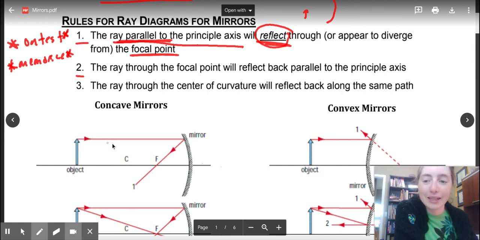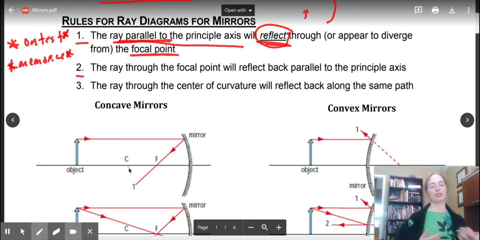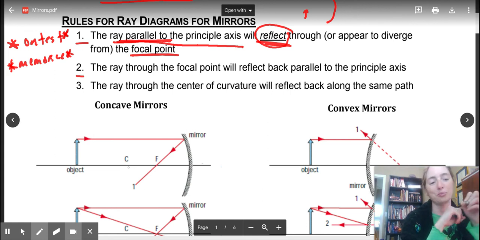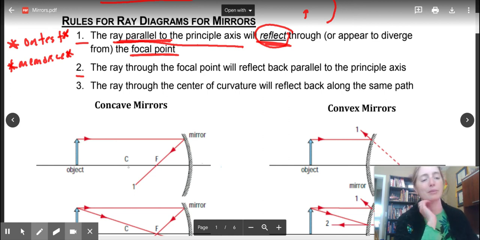And once again, light is going to be coming off of this object all the way through. It's just easier for us to draw our diagrams to figure out where our image is going to be if we draw right from the top of that object. So we just pick one point, which makes our lives easier. So I'm going to draw your ray of light coming off the top of the object. Notice this ray of light, ladies and gentlemen, is parallel to that principal axis.